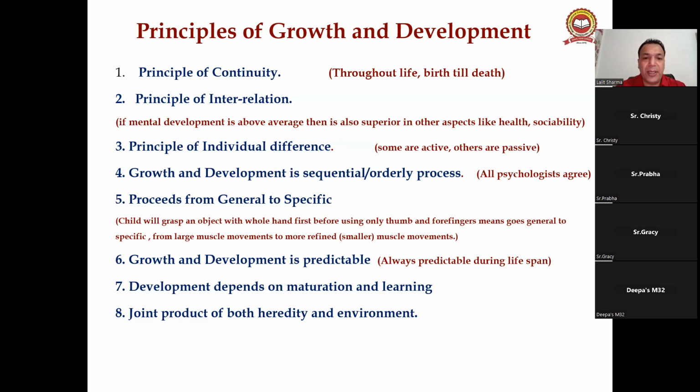Growth and development is predictable, always predictable during the lifespan. We can see that development depends on maturation and learning. And the eighth is that it is a joint product of both heredity and environment. Guys, this is important. Growth and development is a product of heredity and environment. You should understand that.